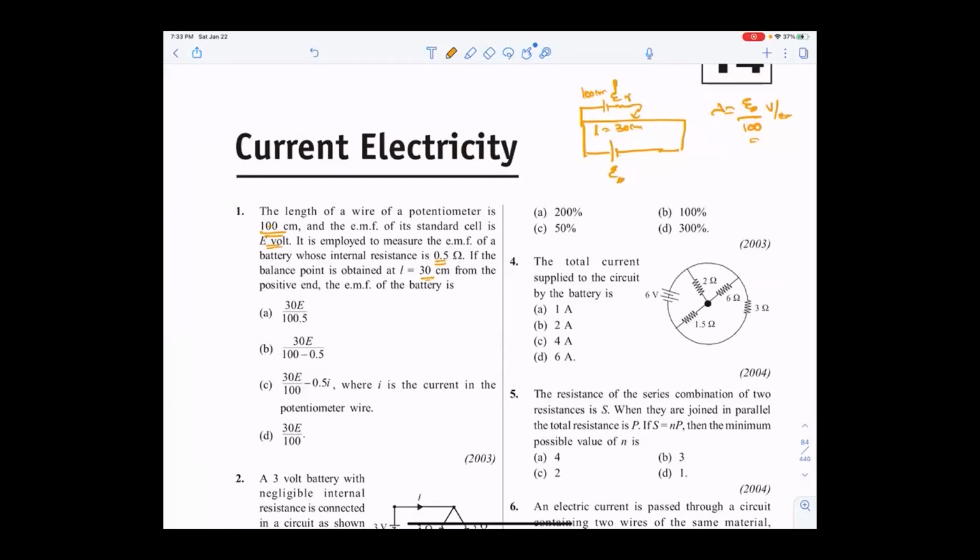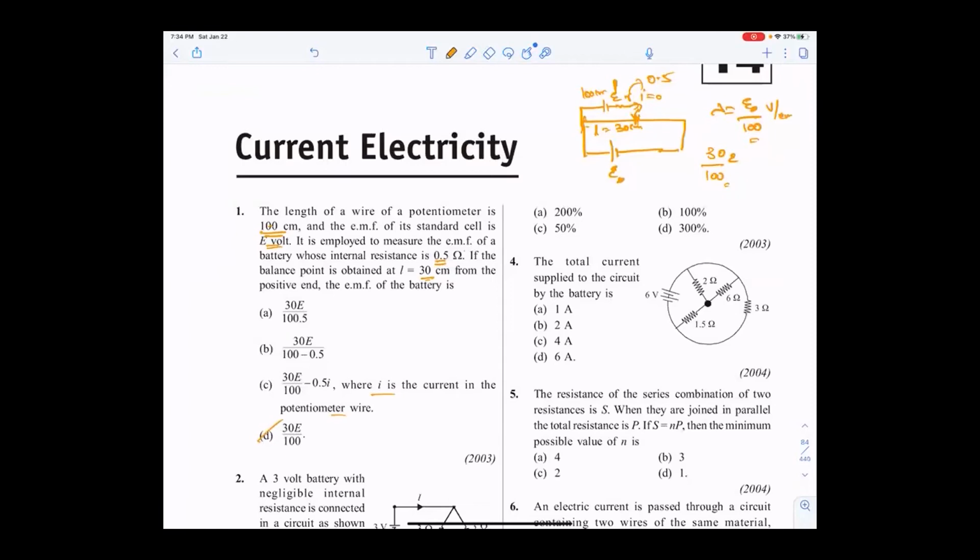So in this case, when the balancing length is coming, there is no current here. I is equal to 0. So what is the voltage of this? 30 by 100 into E. The voltage of this part is 30 by 100 into E, if you are seeing the voltage per unit length. This 0.5 is the internal resistance of this battery, no? I is the current in the potentiometer wire. So it doesn't matter. We are getting 30 by 100. This is the answer.